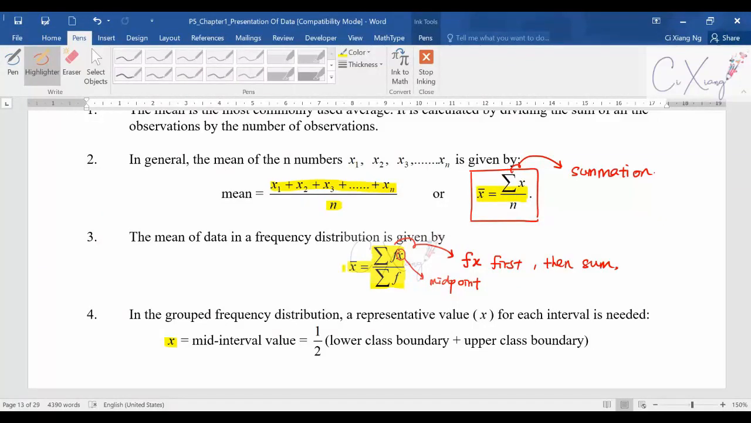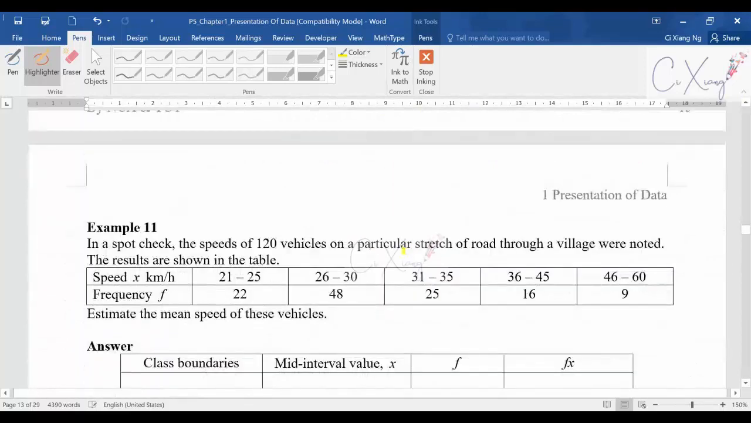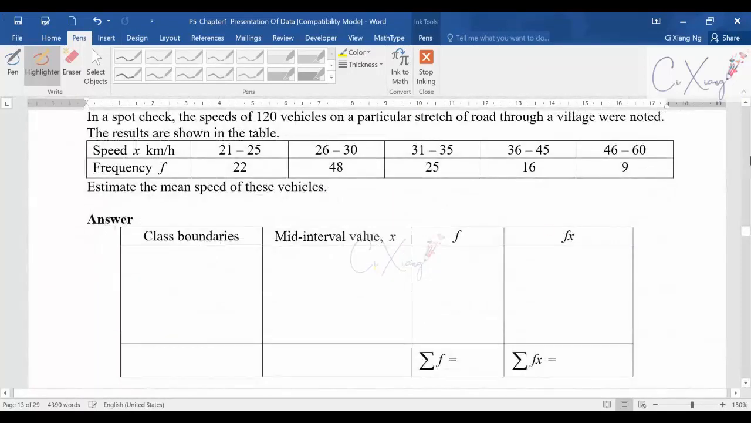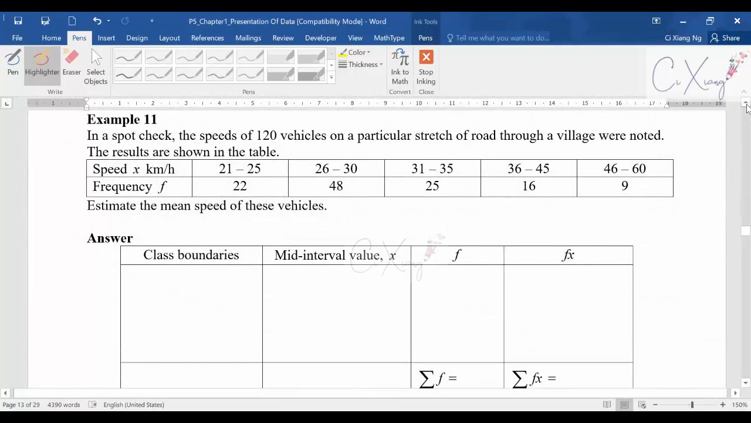So no matter what, we'll start and have a look at how we are going to calculate the mean for different types of pattern of the question. We start with the basic one first. Let's have a look at example 11. For example 11, they tell you the speeds of 120 vehicles, and these are the results. They want you to estimate the mean speed of these vehicles. So they want you to calculate the mean.